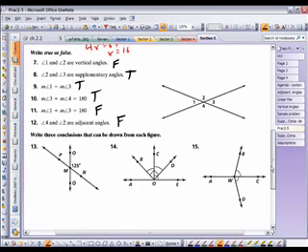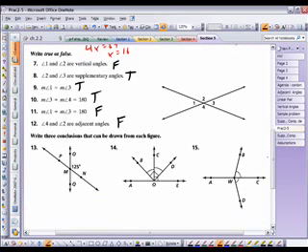Okay, some conclusions. Well, let's see. You could say that this is 125 in here. You could say that these two are each 55. That's the idea with the conclusions. This is congruent to this one. You could say that this is congruent to this one because you know that they're both supplementary to these, and since these are congruent, these are congruent. So that's the kind of idea there.